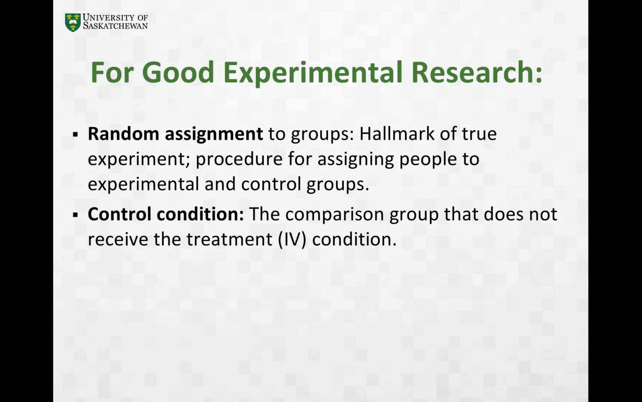The other thing that we want to do if we're doing really good experimental research is have a control condition. This is a comparison group that does not receive the treatment condition, the independent variable condition. For example, in an immunization trial or a vaccine trial, we will have people that get the vaccine and people who do not get the vaccine, and we will look at the outcomes for both of these groups. If we want to say that a vaccine is working, we would expect that the people in the experimental condition who are receiving the treatment would fare better than those in the control condition who do not.